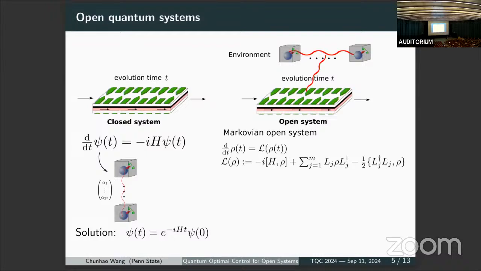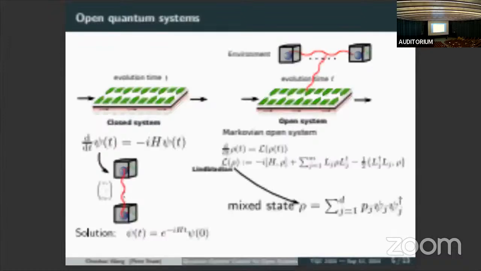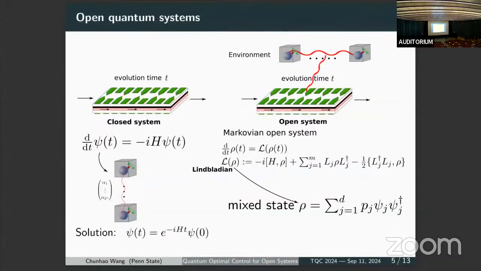So this L, script L, is a super operator. It has two parts. The first is the Hamiltonian part, and the rest is the dissipation part. Again, this H is Hermitian, but there are no restrictions for these L_j's. They can be any operator, and these L_j's are called jump operators. And this super operator maps matrices to matrices. And the open system will produce a mixed state, which is an ensemble of pure states. And this L is called the Lindbladian.